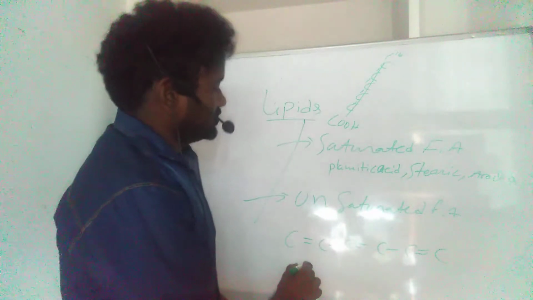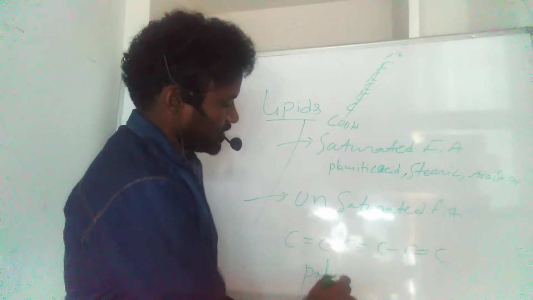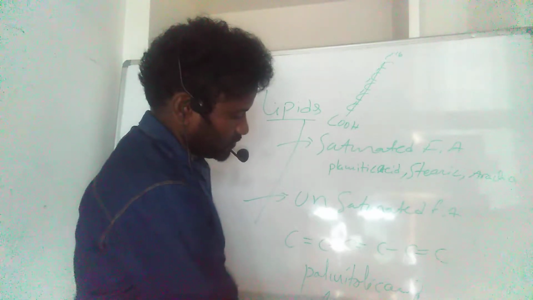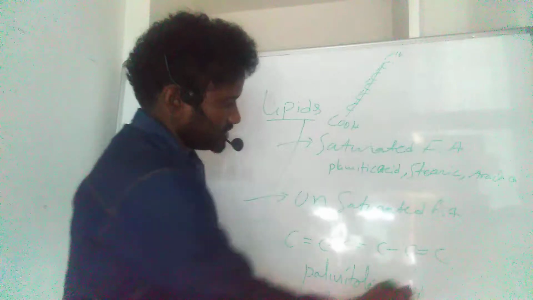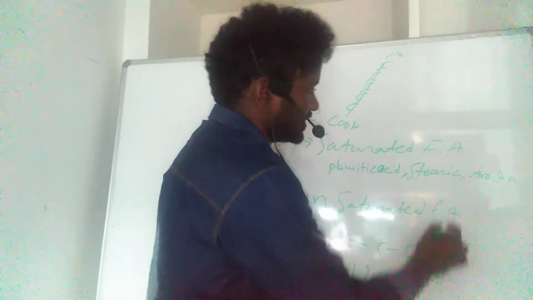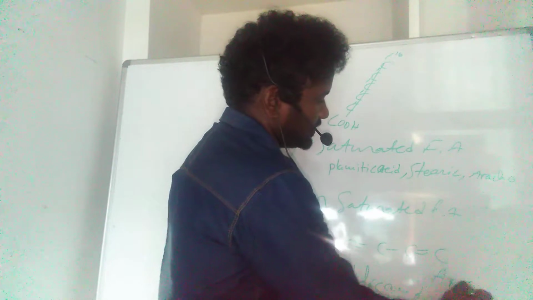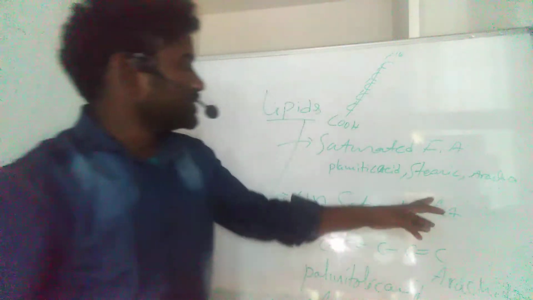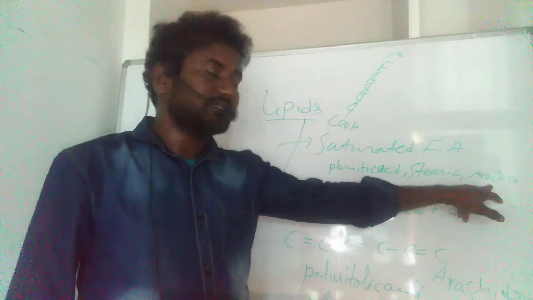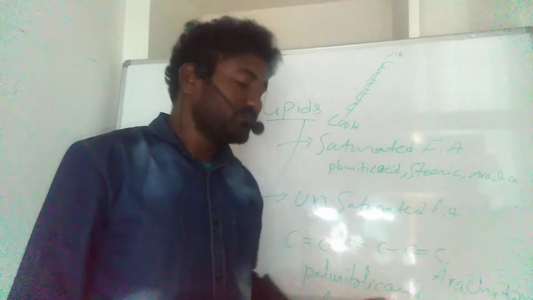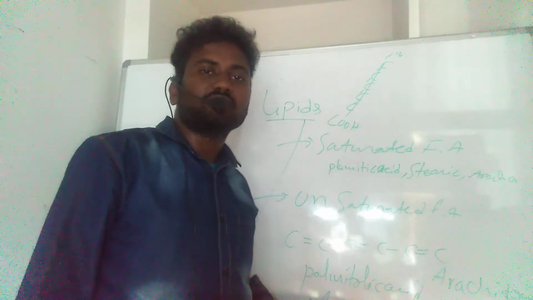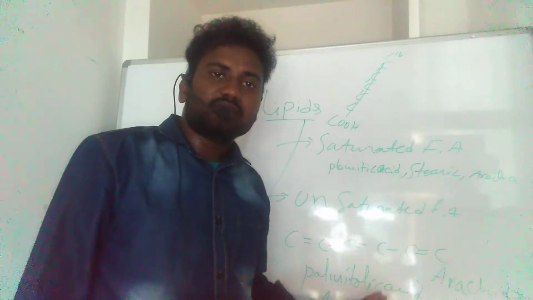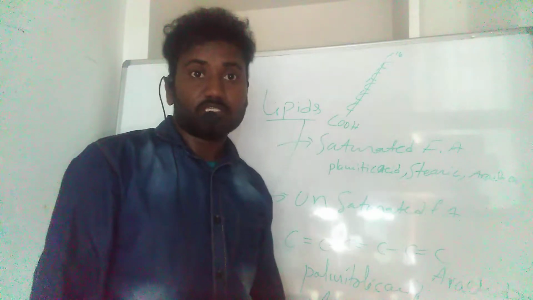Examples are palmitoleic acid, oleic acid, and arachidonic acid. Not arachidic acid, arachidonic acid. Arachidic acid is saturated, arachidonic acid is unsaturated. Palmitic acid is saturated, palmitoleic acid is unsaturated, stearic acid is saturated, oleic acid is unsaturated. I hope you understand. Thank you.